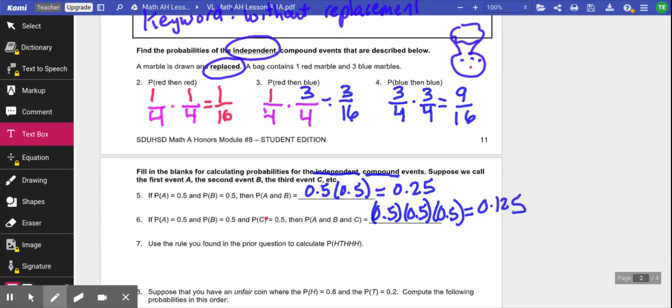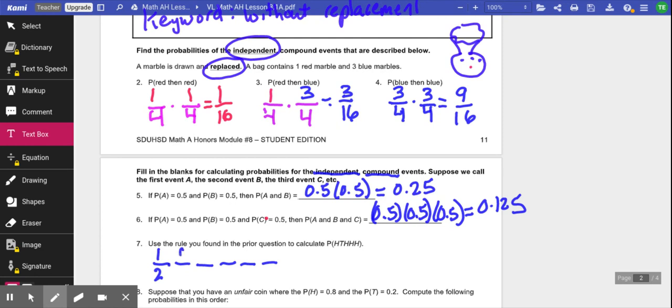Okay? Use the rule in the prior question to calculate the probability of getting a head, and then a tail, and then a head, and then a head, and then a head. All right, so I have 1, 2, 3, 4, 5 flips. The first time I want a head, there is a 1 out of 2 chance of getting a head. The next time I flip a coin, there's still a head and a tail. I didn't change the coin.